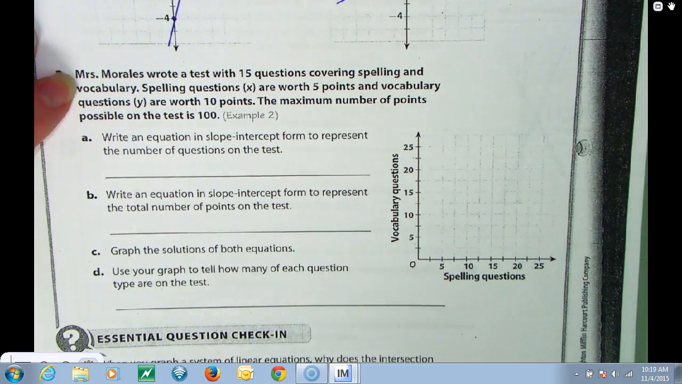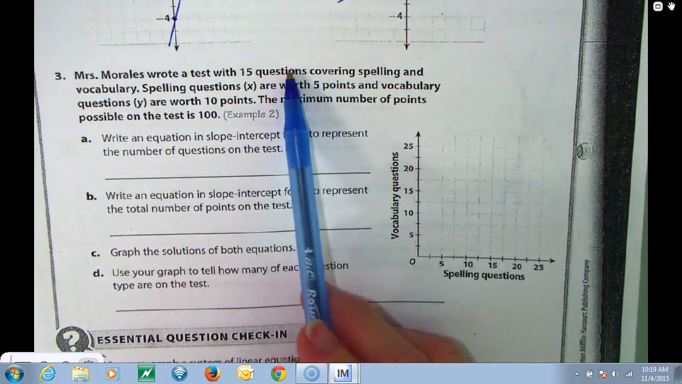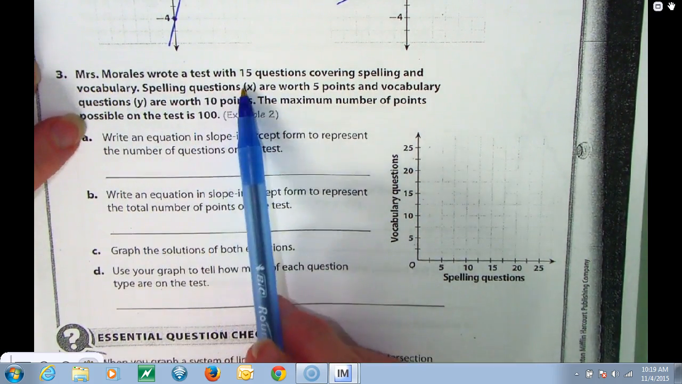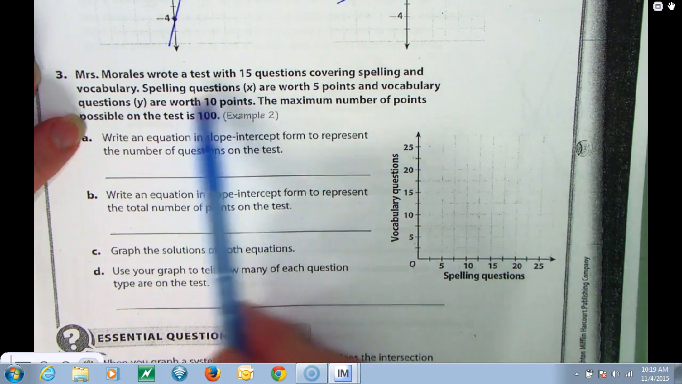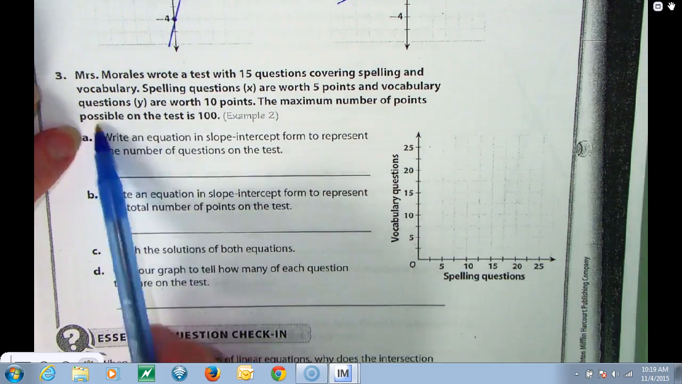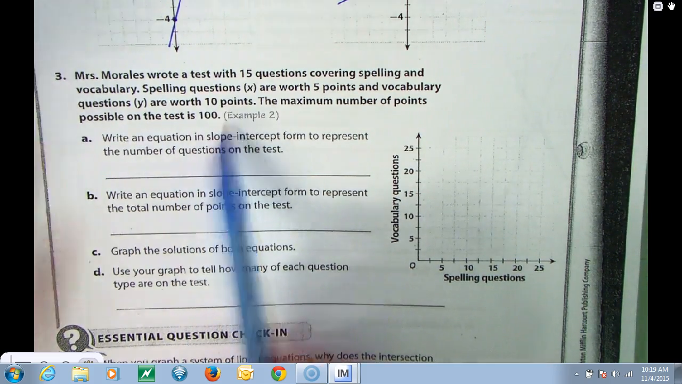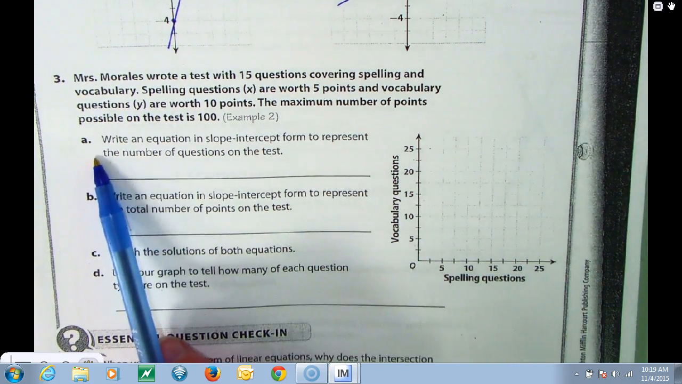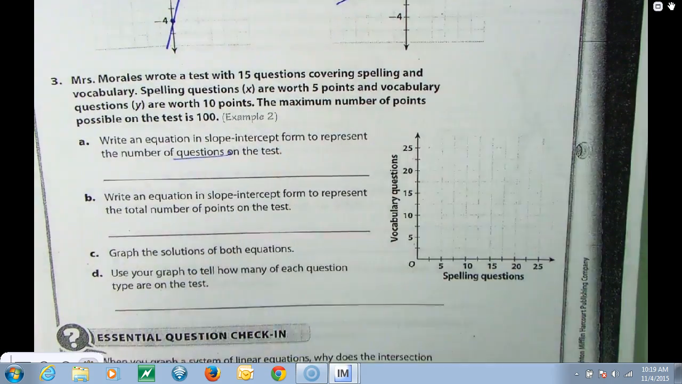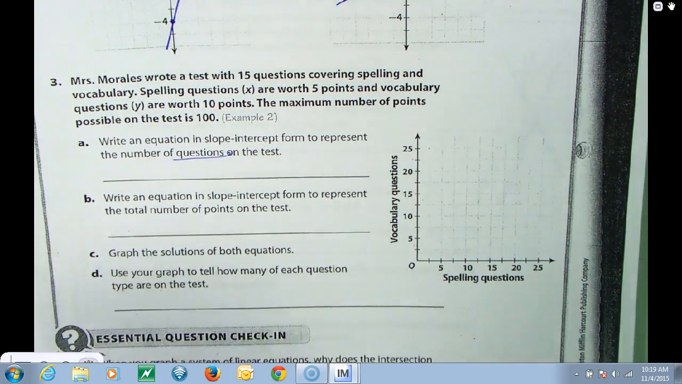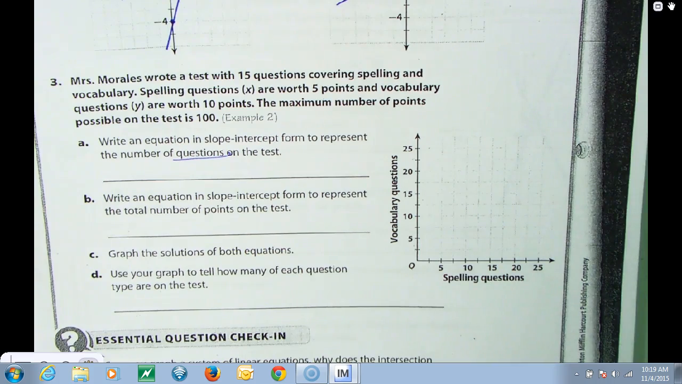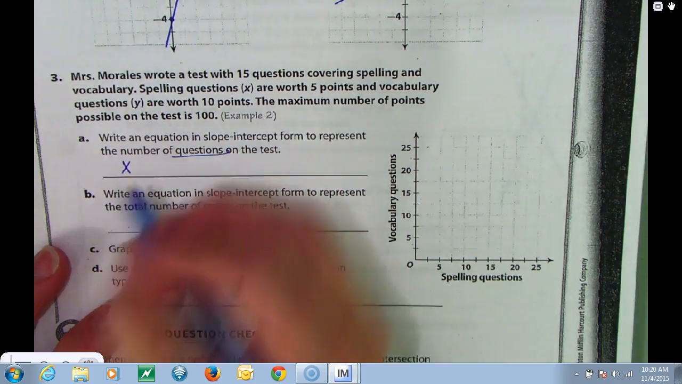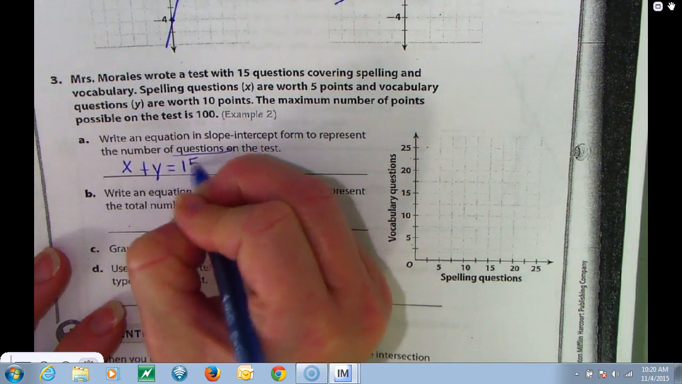Miss Morales wrote a test with 15 questions covering spelling and vocabulary. Spelling questions are worth 5, vocabulary worth 10. The maximum number of points possible on the test is 100. So we can write 2 equations with that information. A tells us to write it according to how many questions are on there. So there's spelling and vocabulary, and how many are there total? 15. So x is the spelling questions plus the vocabulary, and that makes 15 questions.